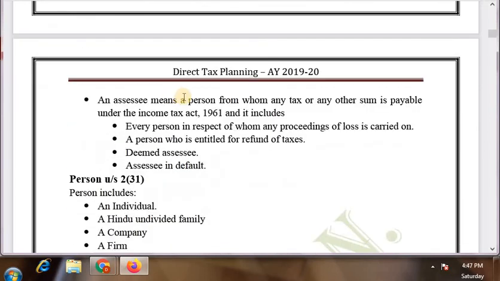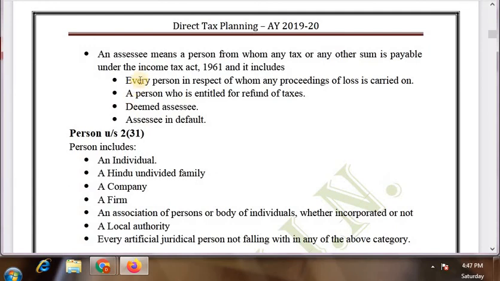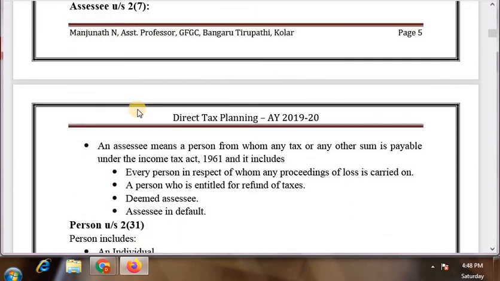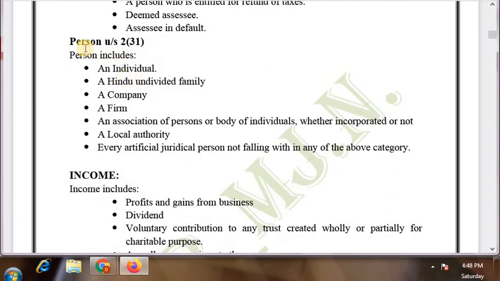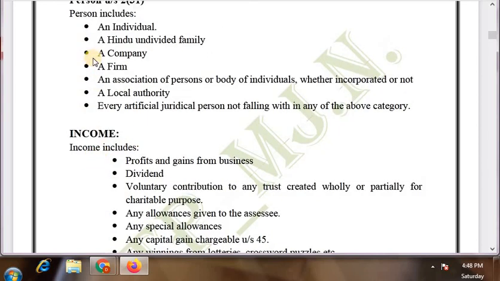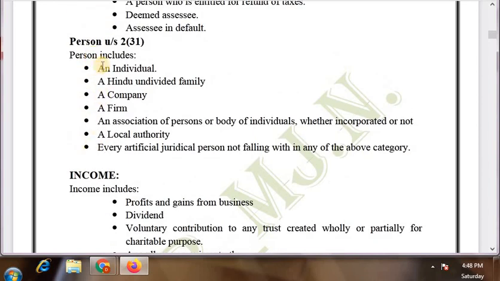We have a few terms. Next one is assessee. An assessee means a person by whom any tax or other sum is payable under the Income Tax Act 1961, and it includes every person in respect of whom any proceedings are carried on, a person who is entitled to refund of tax, deemed assessee, and assessee in default. So these are a few terms that we have learned today. Then we have person, income and everything else. These are the terms we'll be seeing in the upcoming video.